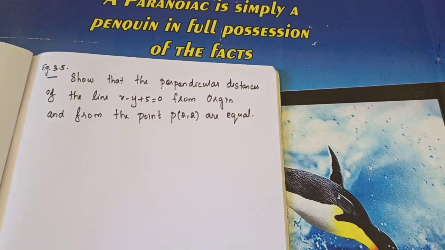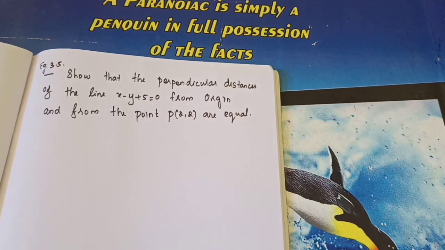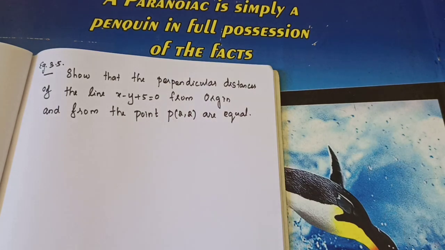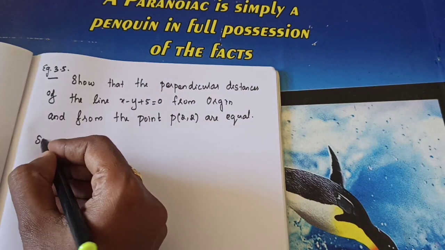Show that the perpendicular distances of the line x minus y plus 5 is equal to 0 from the origin and from the point P of 2 comma 2 are equal. So from the origin and from the point, we have learned the formulas. Both the answers we need to prove equal. So both the formulas you will use here.